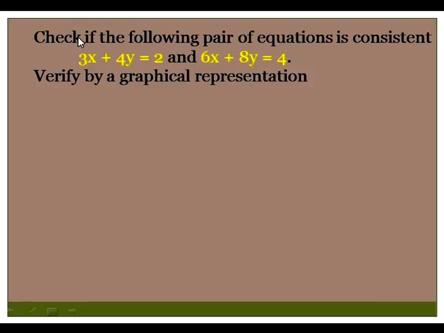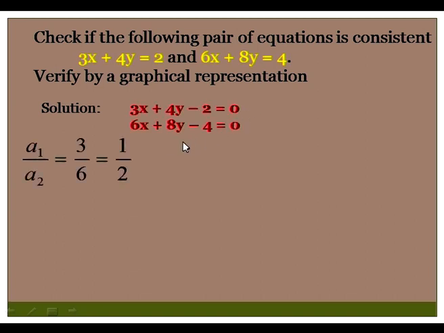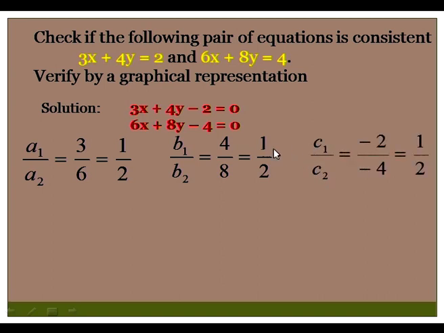Now, let us quickly check if the following pair of equations is consistent and also verify by a graphical representation. What are the equations given to us? 3x plus 4y is equal to 2 and 6x plus 8y is equal to 4. Now, let us start comparing the coefficients. A1 by A2, we get it as 3 by 6, which is equal to 1 by 2, and B1 by B2 is equal to 4 by 8, which is equal to 1 by 2, and C1 by C2 is equal to minus 2 by minus 4, which is equal to 1 by 2.